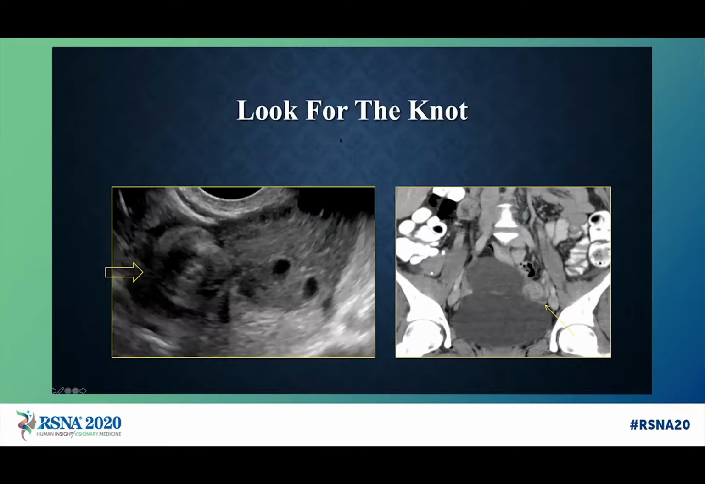So on the examination, make sure you take a look for the twisted vascular pedicle or the knot. On this grayscale image here, we can see the twisted pedicle very easily adjacent to the enlarged abnormal ovary. Now, you may also see the sign on other modalities. Here we see this coronal CT scan. But in this particular case, although we see the knot, it is less specific for the diagnosis.